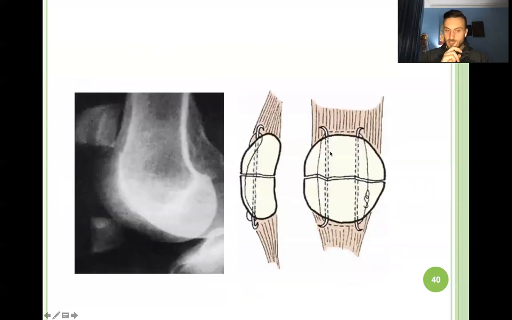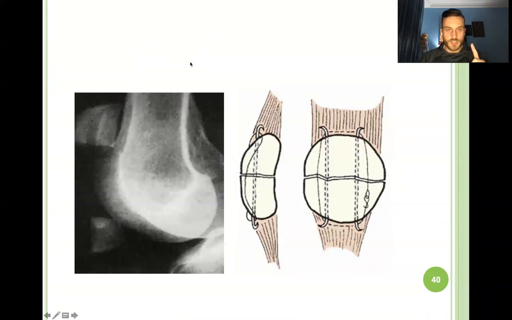Operation: if it's transverse, we have a very nice technique called the tension band principle. So what's the tension band? It's two K-wires, and we put something called a cerclage. What does this do? It's very nice biomechanically. The quadriceps is going to pull. Let's go back, I like the drawing.